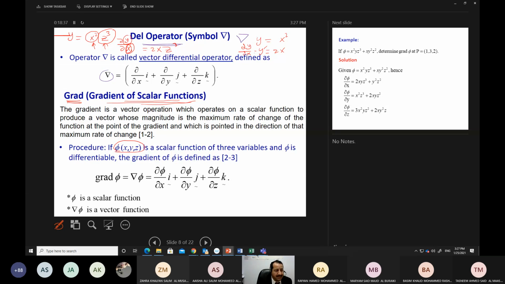Then we will apply del on this scalar. Okay, it means this is the del. You remember the del? So I just need to write here phi, phi here, phi here, because phi will be differentiated with respect to x multiplied by i, differentiated with respect to y multiplied by j, differentiated with respect to z multiplied by k. Very easy. This is called gradient.